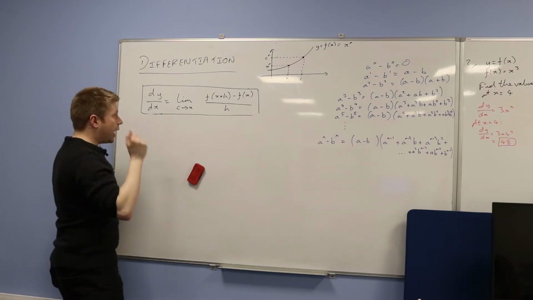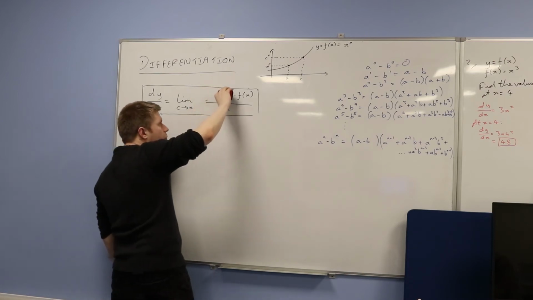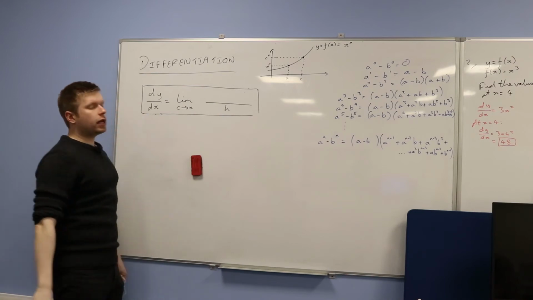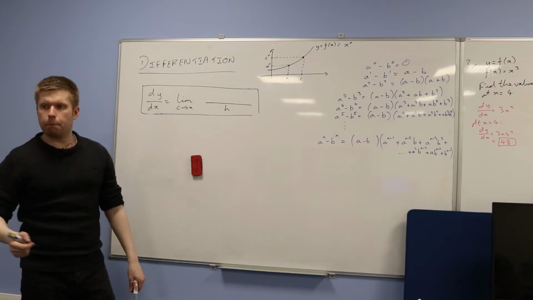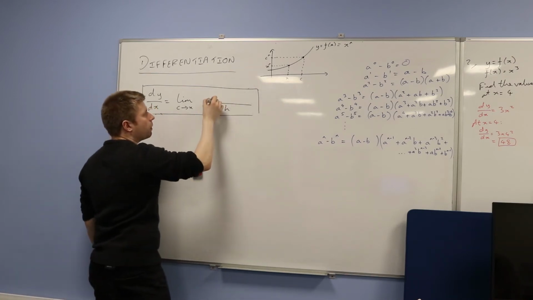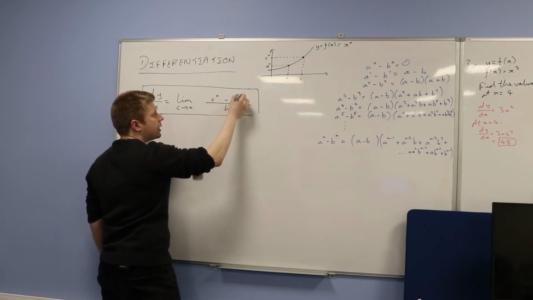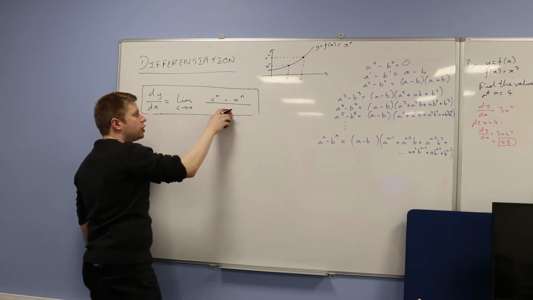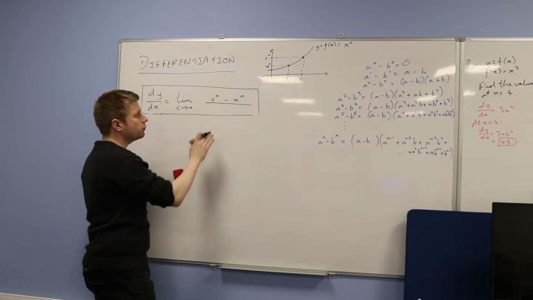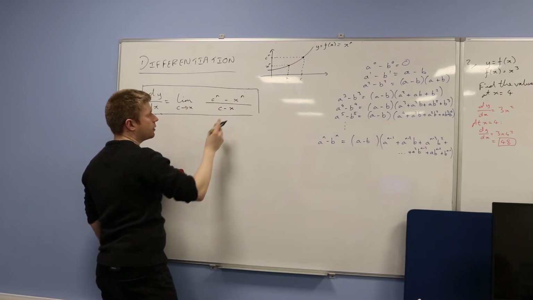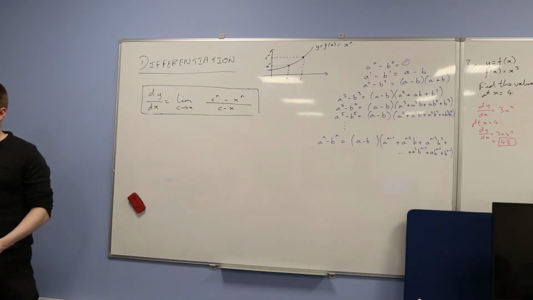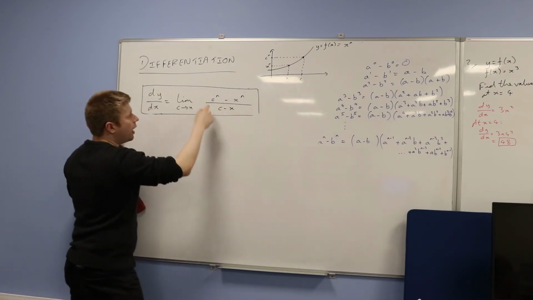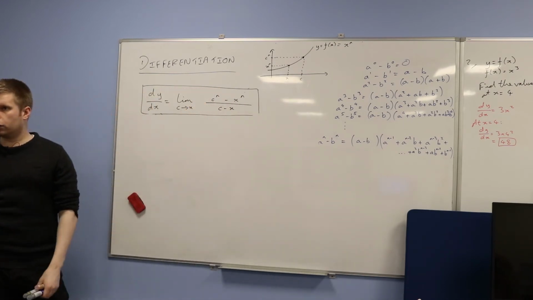Okay, now I can get rid of my change in y because it's going to be slightly simpler now. What is my change in y going to be? Perfect. C to the power of n minus x to the power of n. It's literally that, take away that. What's my change in x now? Perfect. C minus x. Now this is looking a little bit closer to this. Have a look at the numerator.